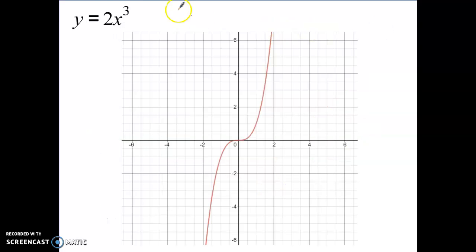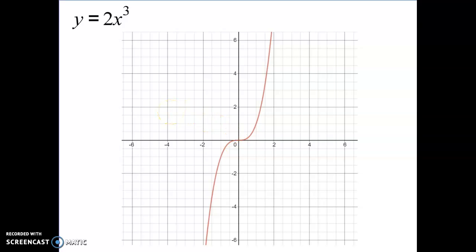All right, let's do another one. Okay, so look at my 2 right here. Is this going to be a vertical stretch or a vertical shrink? Well, 2 is greater than 1, so it's going to be a vertical stretch, which means I'm going to take every point on this red curve, which is the parent graph of x to the third, and I'm going to stretch it by a factor of 2.